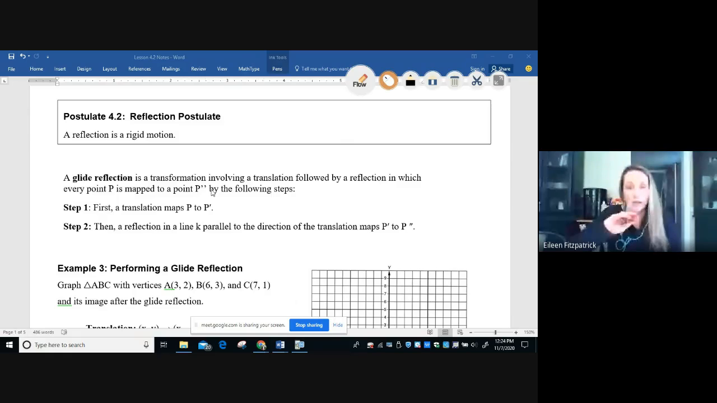Slide first, that's going to be P prime, and then you're going to reflect it second, that's going to be P double prime. So step one is to first perform the translation to map P onto P prime, then a reflection over whatever line you're told, and that maps P prime onto P double prime.